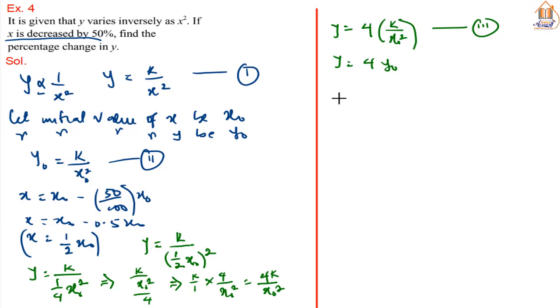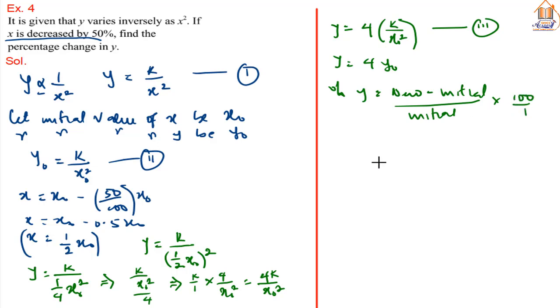What we are going to do, we are going to make use of our percentage change formula. Know that percentage change in y is equal to our new value minus our initial value all over our initial value times 100 over 1. Now our new value is 4y naught. So our percentage change in y is equal to 4y naught minus our initial value y naught all over y naught times 100 over 1.